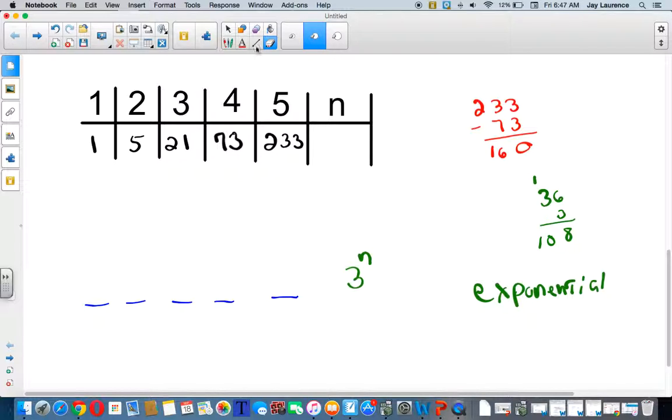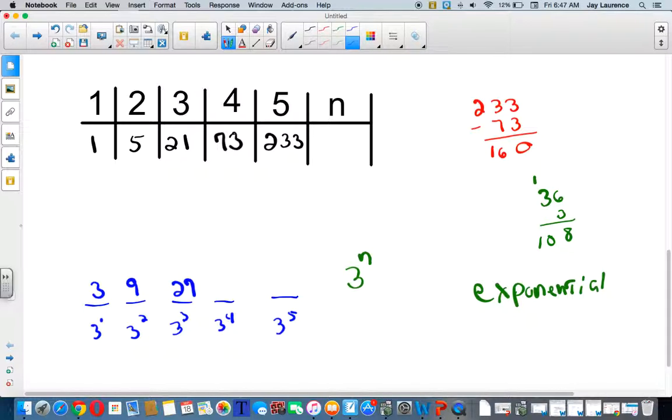Okay, so now down here, I'm going to do 3 to the first, 3 to the second, 3 to the third, 3 to the fourth, and 3 to the fifth. Okay, so 3 to the first is 3, 3 to the second is 9, 3 to the third is 27, 3 to the fourth is 81, and then 243. All right, so now I'm going to compare up.